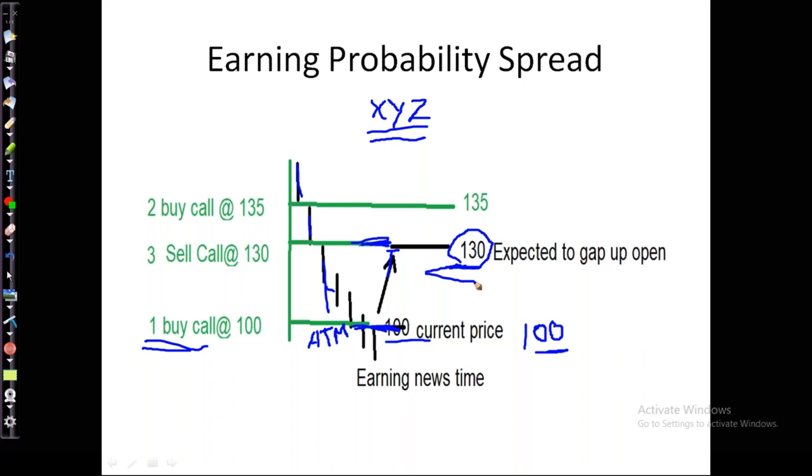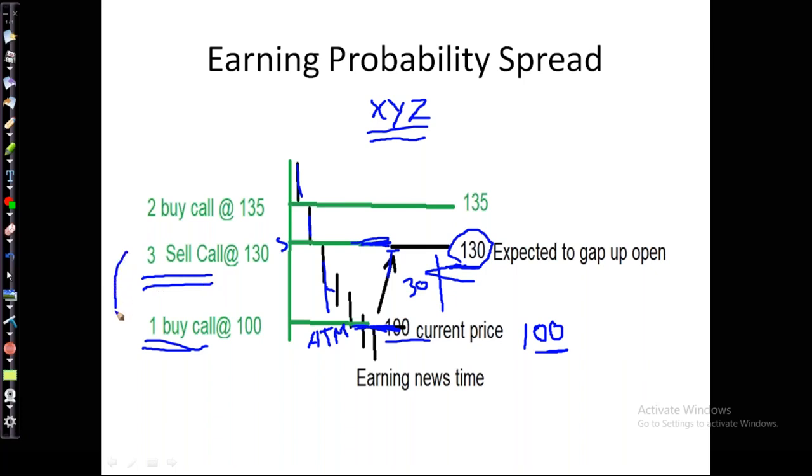We are expecting some resistance, using volatility, ATR, whatever, and by calculating we are expecting 30 rupees will go up from that point, right? Here is 100 and there is a 130. We are expecting price will go up to 30 rupees. So exactly we sell at that strike price 3. Does that make sense? We sell 3 call option.